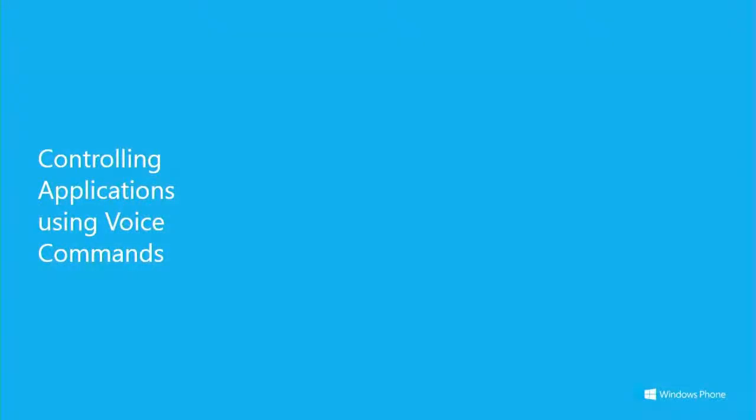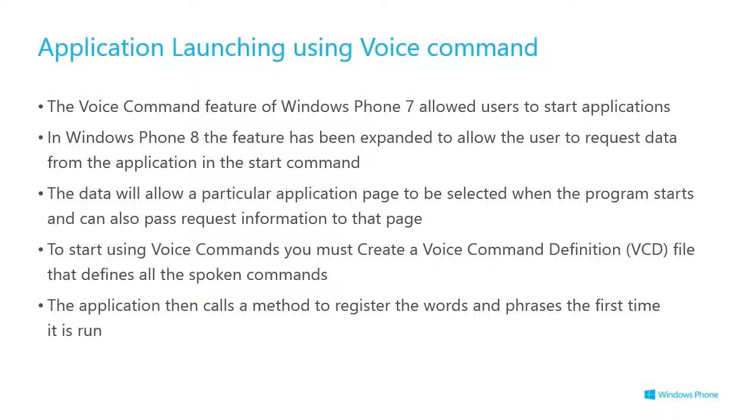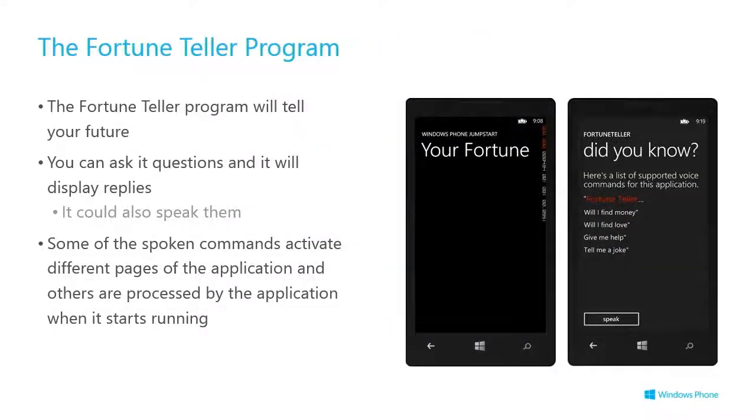All right, now let's talk about controlling applications using voice commands, because that's what I like to do, and I know you're going to like to do it too. So the voice command feature in Phone 7, we could start applications, start Outlook, things like that. In Phone 8, we're expanding that, so that people can request data from the application when they start. That's kind of neat. And go right to a page, deeply into a page. And we have this new voice command definition file that defines spoken commands that are going to help you get into those subsequent pages more deeply.